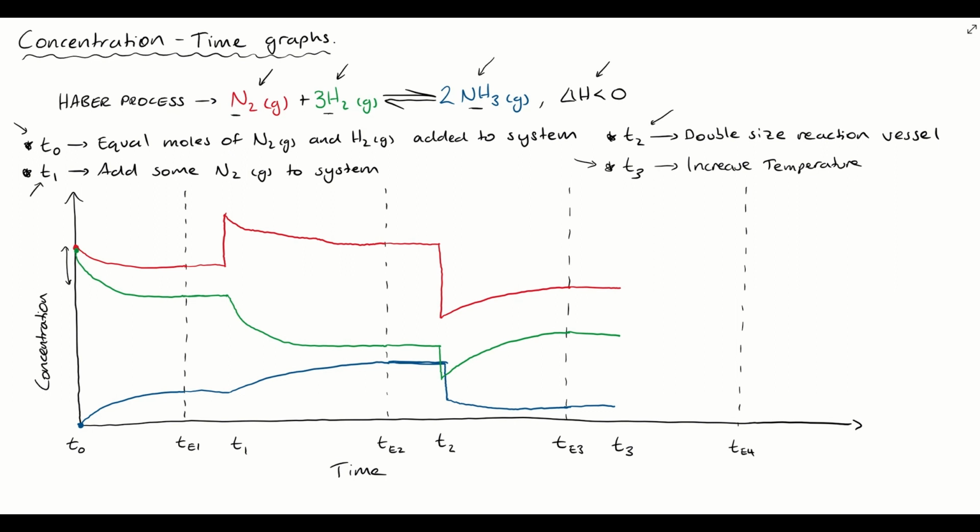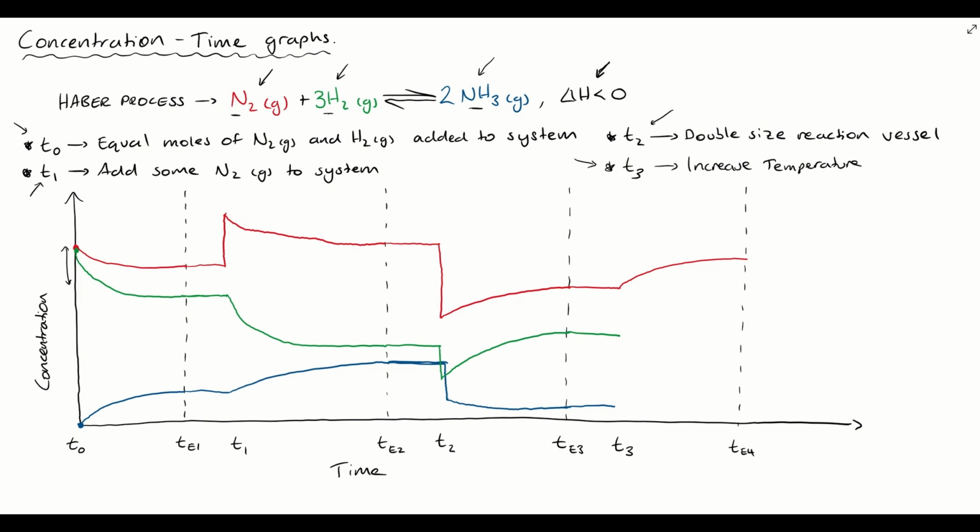Now we're going to increase the temperature of this system at T3. If we increase the temperature of the system, we're going to favor the endothermic reaction. And here it says that the forward reaction has a negative delta H. In other words, the forward reaction in this case is exothermic. So again, we're going to favor the reverse reaction. Okay, so favoring the reverse reaction, we increase the concentrations of nitrogen once again.